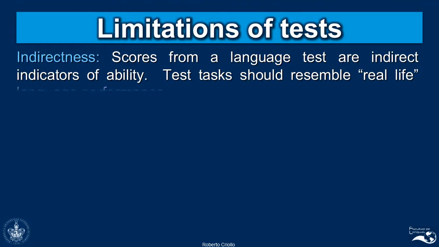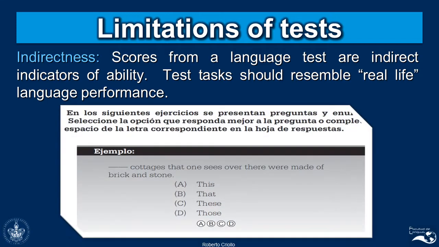The first thing we need to know is that test scores are only an indirect indicator of language ability. This is because the things that we do in tests do not resemble real life. Now, the more test tasks are similar to the things that we do in real life with the language, the more direct they will be. For example, an interview is more direct than a multiple choice test.